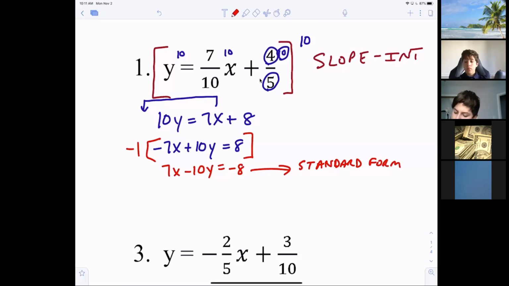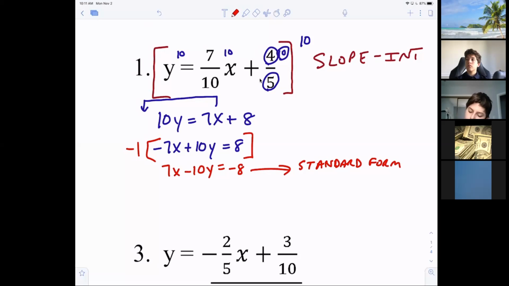That's standard form. What? I'm still that way. What's 10 times 4? What? You got things popping up on your screen.